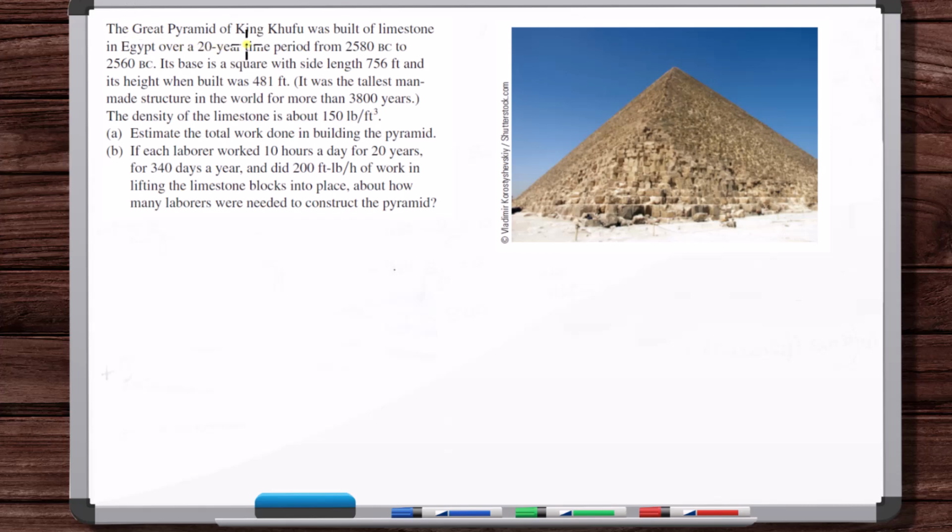The Great Pyramid of King Khufu, this is just one of the Great Pyramids, was built of limestone in Egypt over a 20-year time period from 2580 BC to 2560 BC. Its base is a square with side length 756 feet, and its height when built was 481 feet. It was the tallest man-made structure in the world for more than 3,800 years.